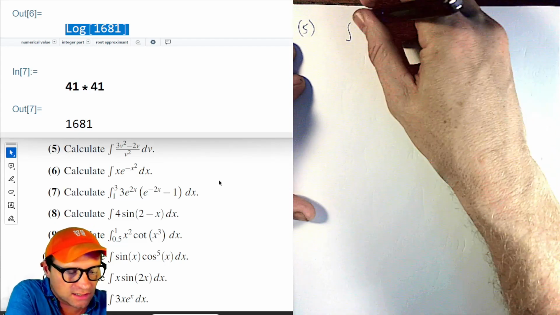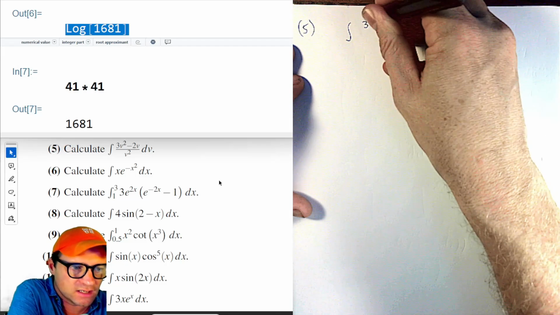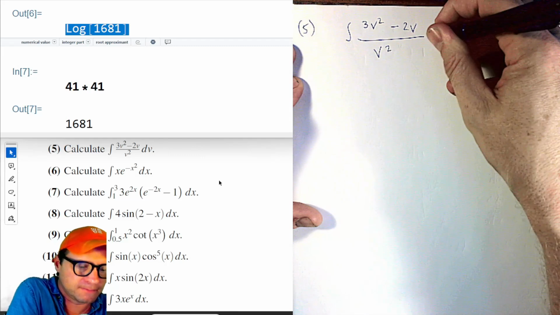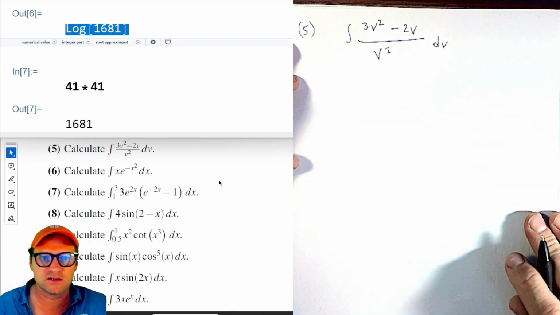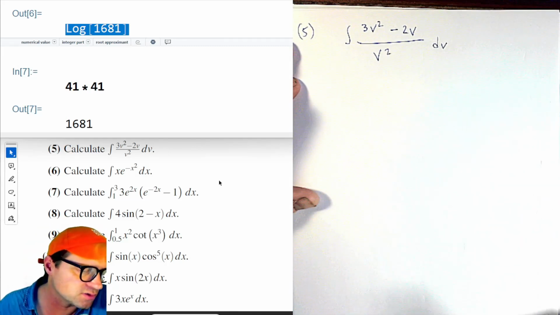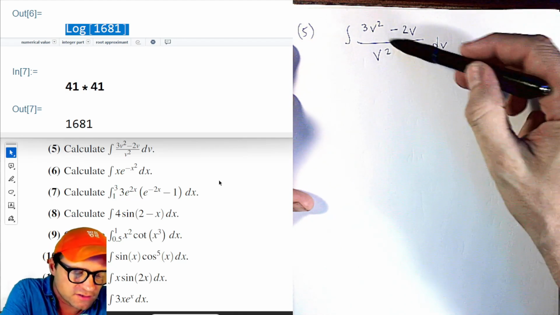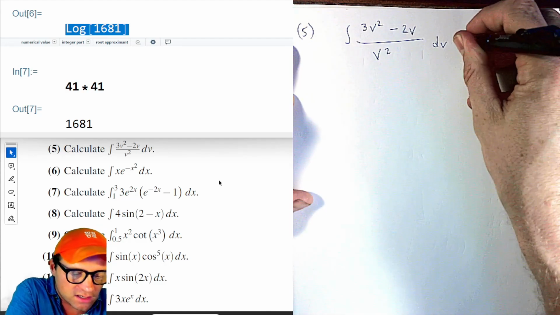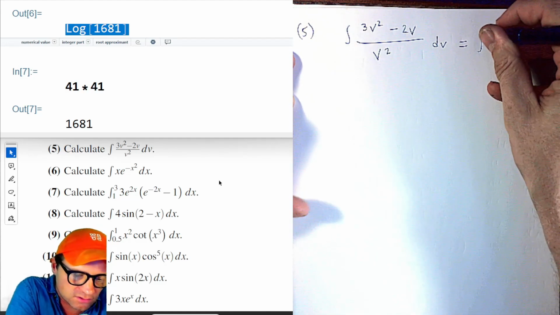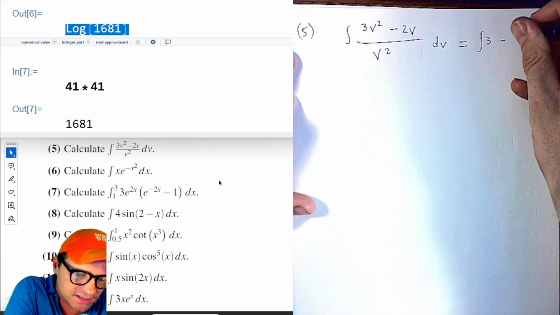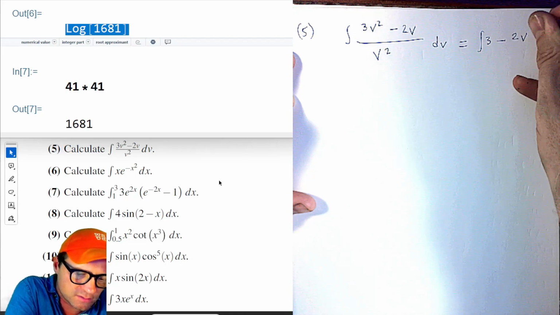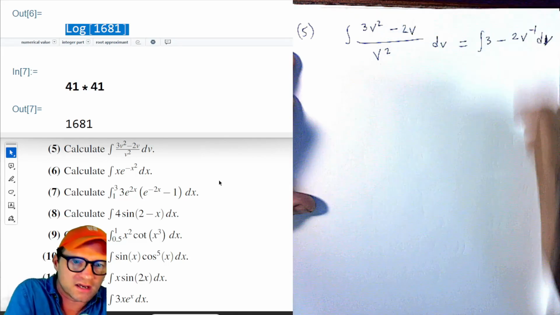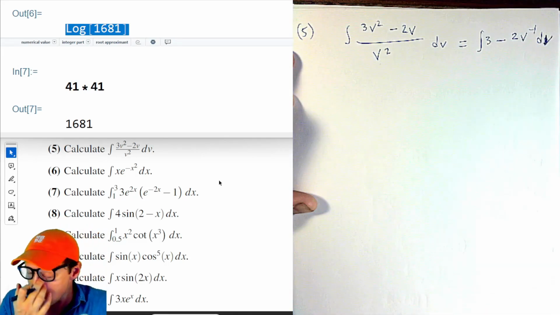Where we're asked to integrate something with the v's in it. It's a fraction. Now immediately, don't be fooled to think that you need the quotient rule, because you can simplify this. The v squared can go into this and into this. And so we can write this as the integral of 3 minus 2 v to the minus 1. Okay, so we can simplify it just like this.